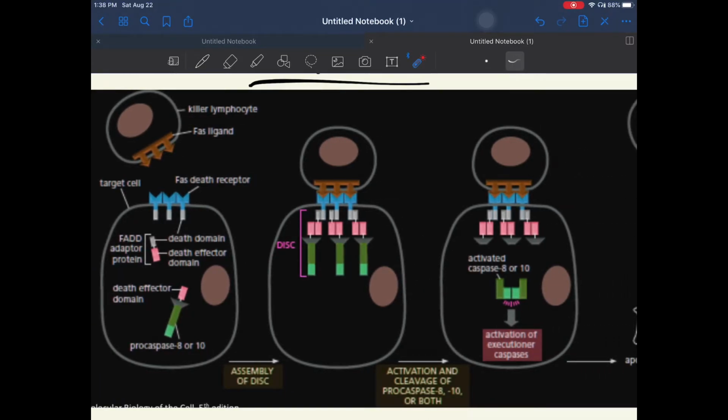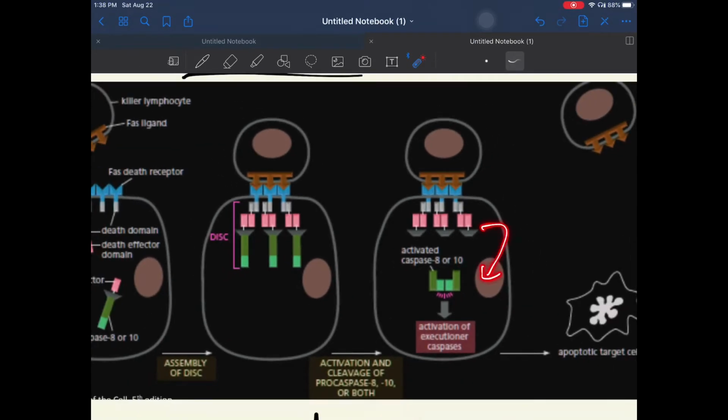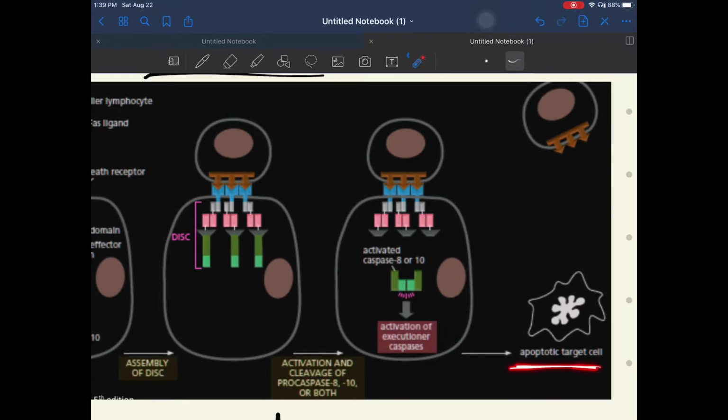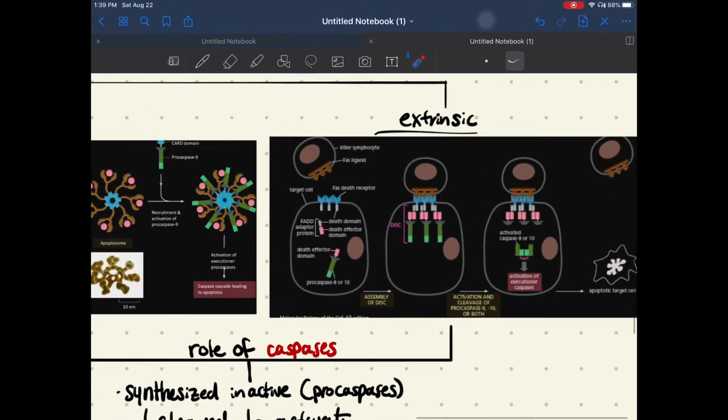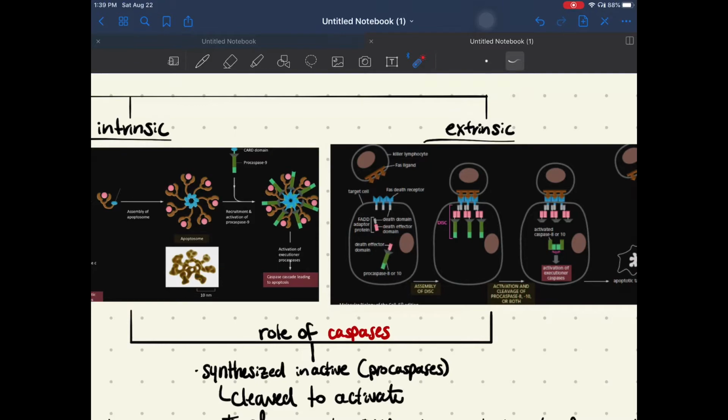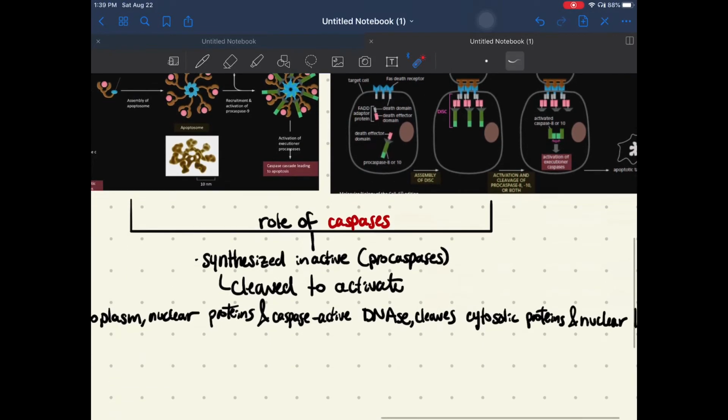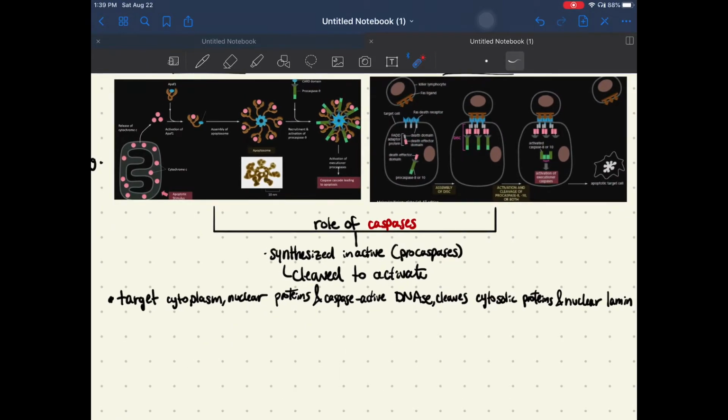And as that DISC complex is formed, that's what's going to trigger your caspase cascade in your extrinsic pathway. So it activates the initiators for your cascades, and then that leads to your caspase cascade, which leads to your apoptosis. Now, I've said cascade a lot of times, so you're probably wondering, what the hell is a caspase?